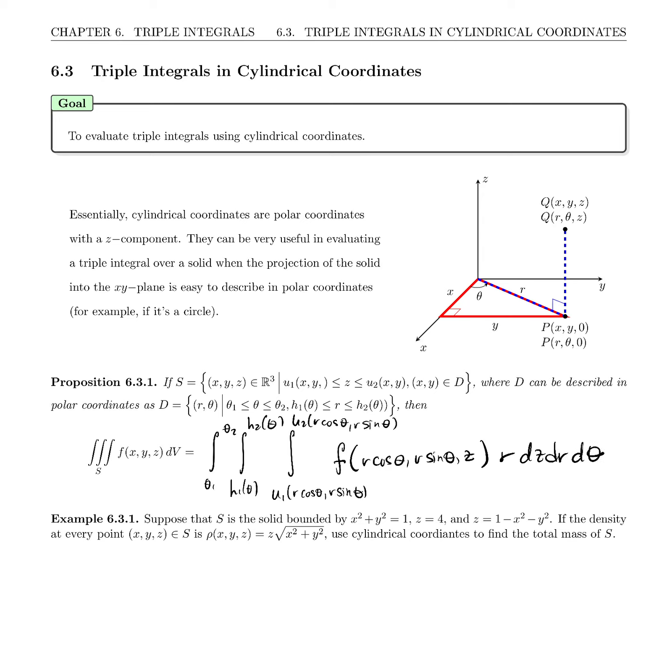So it looks like a real handful here, but really all it is, is the inner integral in terms of z, and then the rest of the integral in terms of polar coordinates. In the next video, we'll do an example and see that it really does make things much easier when the shadow of the region that we want turns out to be very nicely described in polar coordinates. See you in a bit.